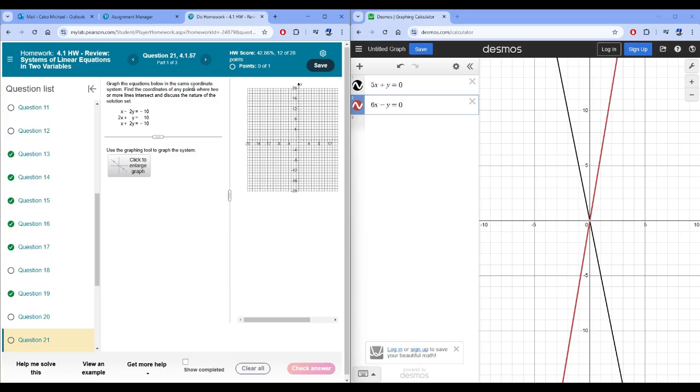Graph the equations below in the same coordinate plane. So here you just have to graph these 3. You literally have Desmos to help you. All you need to do is to find 2 points to graph it. You got it.